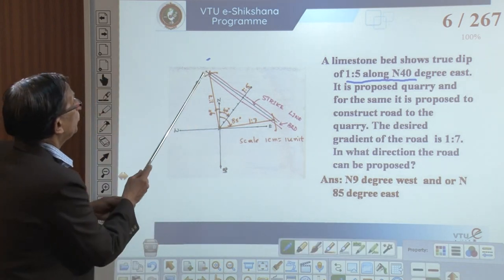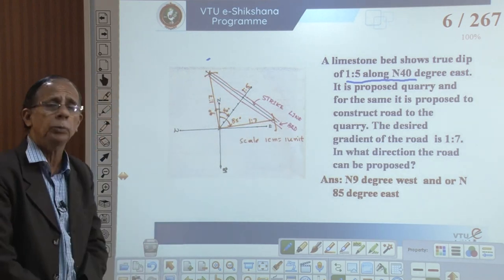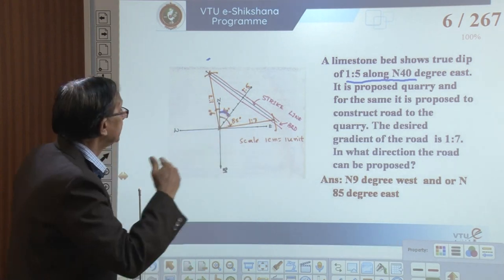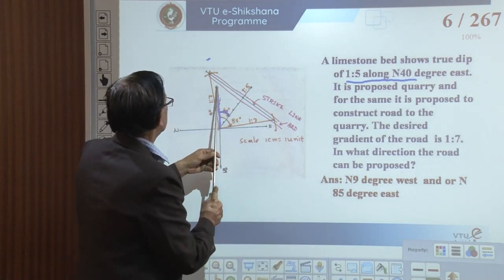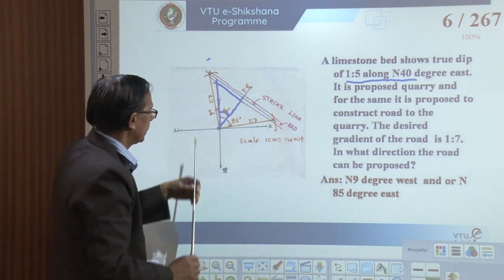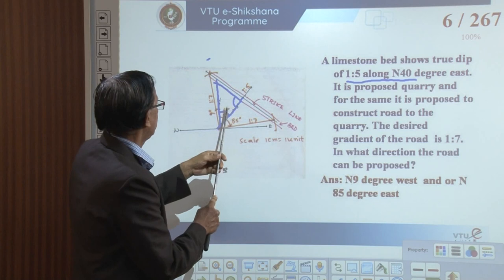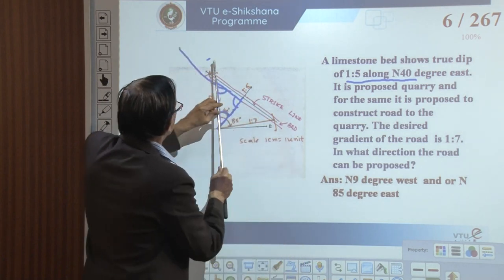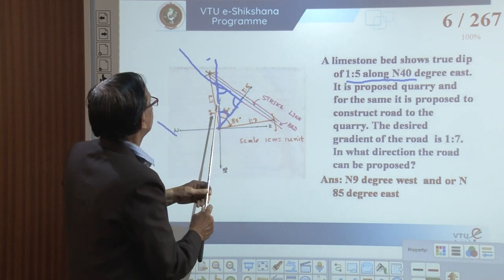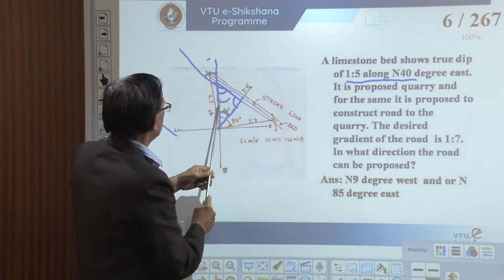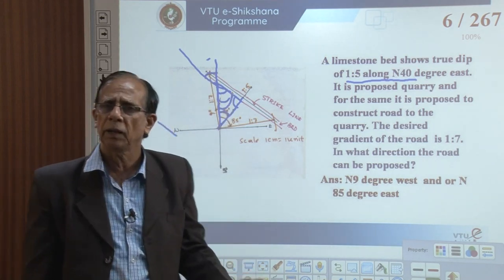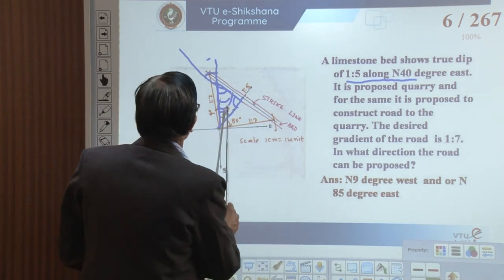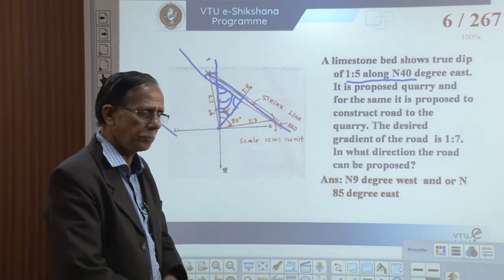Now, I should also find the direction of the strike line. What could be the direction of the strike line? When I know it is north 40 degrees east, if I draw this, this becomes a triangle. If this is 90 degrees and this 40 degrees, the direction of this line is 50 degrees. That is the direction of that line with respect to north, 50 degrees, or south 50 degrees, one and the same. What is the direction of the strike line here? North 50 degrees west or south 50 degrees east, whatever the direction. That gives the direction of the line. The problem is complete. Okay.